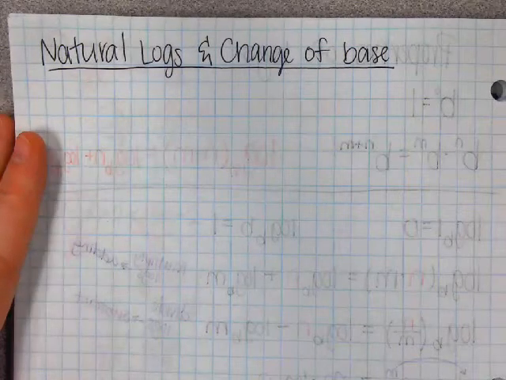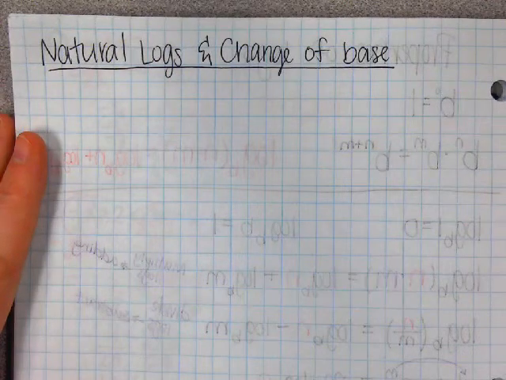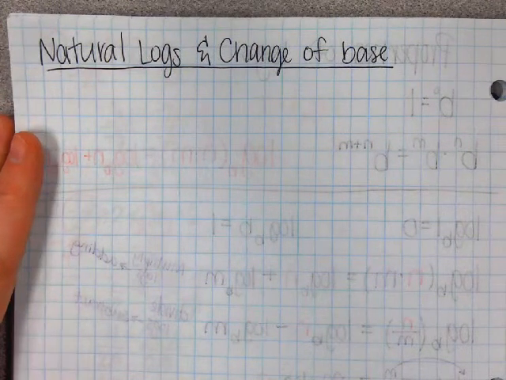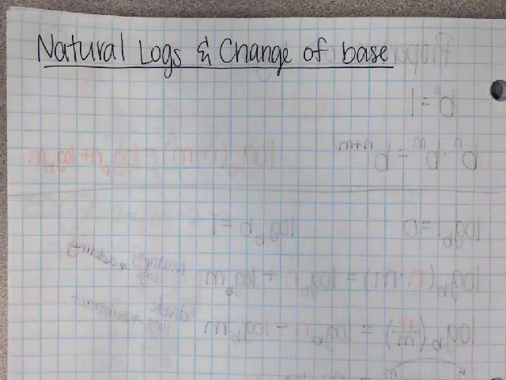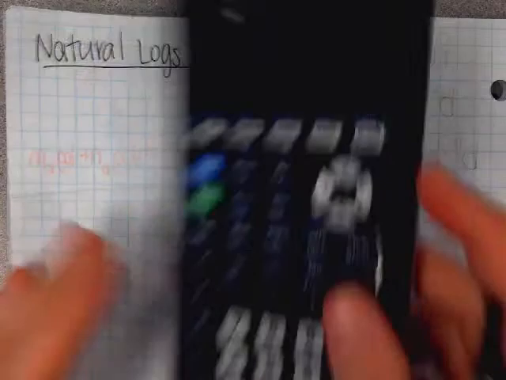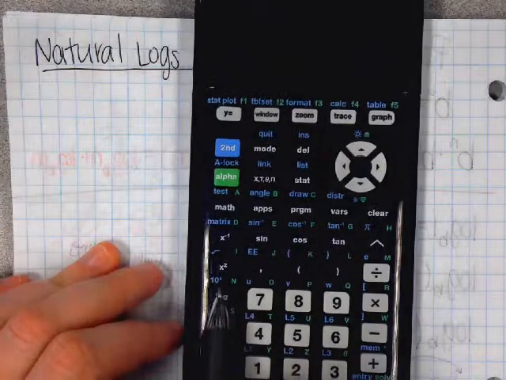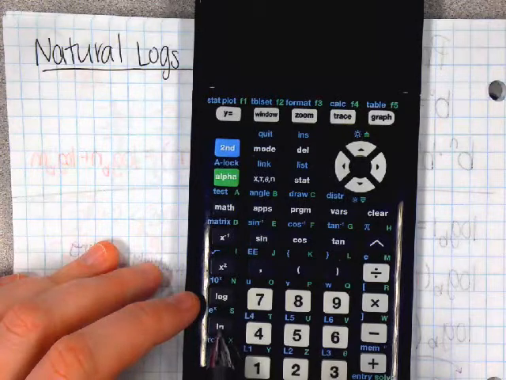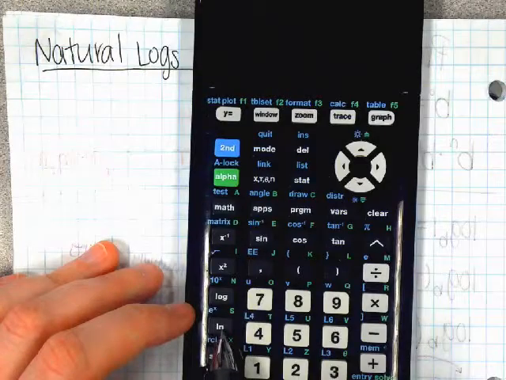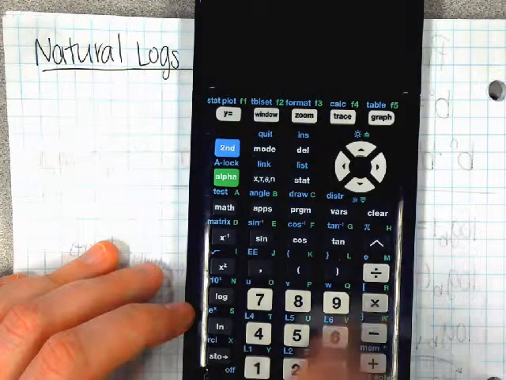Natural logs and change of base. If we're talking about the natural log, we've been doing just the log, but if you look at this LN button, that's natural log. The N is for natural, the L is just log.